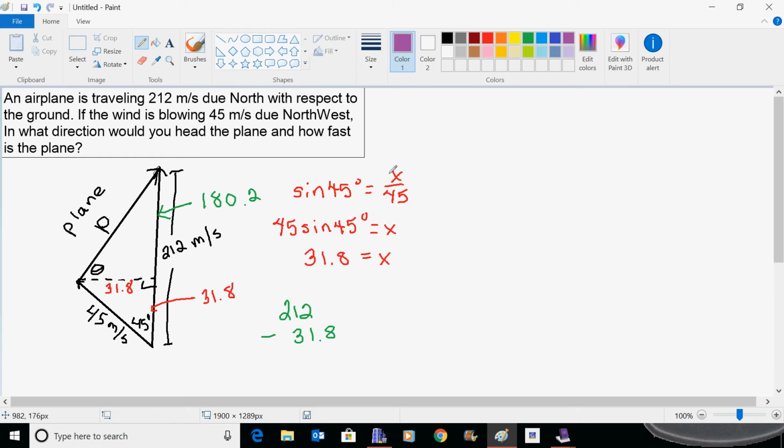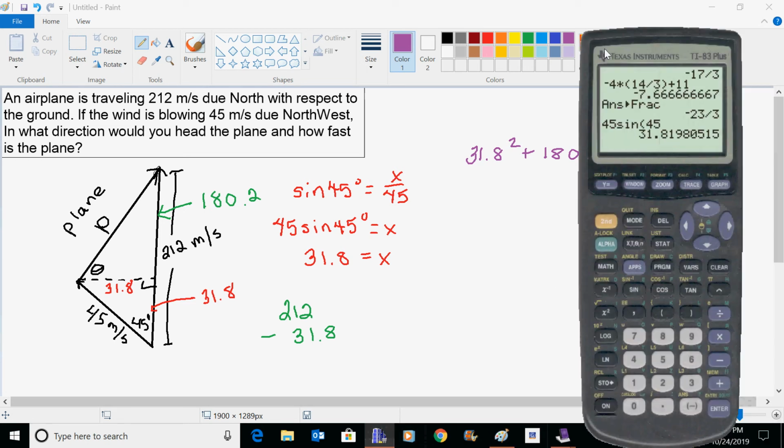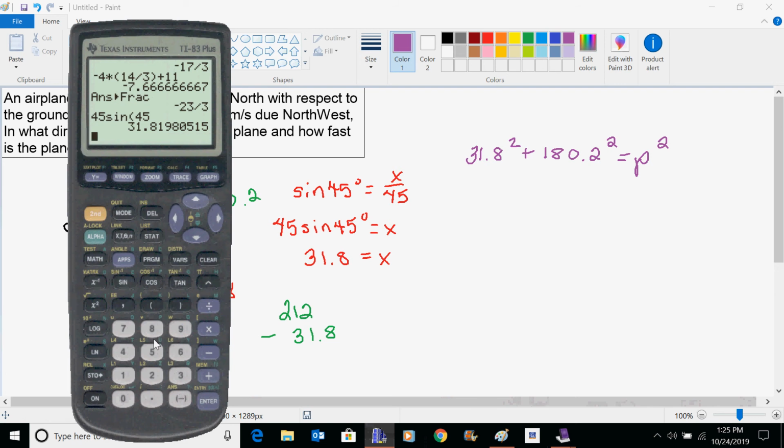So we can use the Pythagorean theorem. 31.8 squared plus 180.2 squared equals p squared, because we're talking about the plane. You could do it all in one swoop, but just for the sake of doing this, I'm going to get some steps in here just in case, because I can't answer questions, so they have to see everything. Equals, so we have that value that we got, and then we square root the answer.